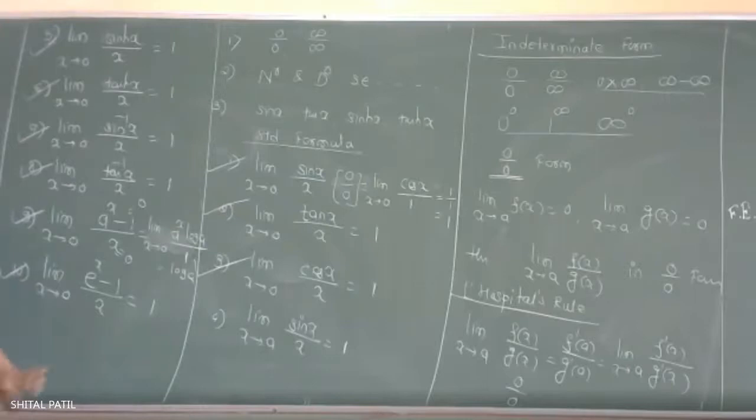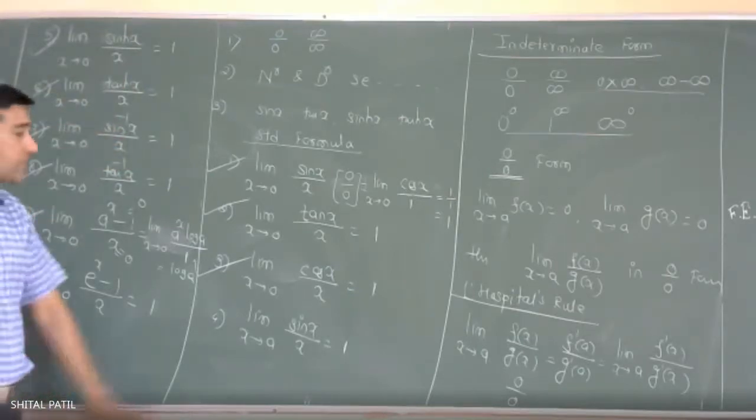Clear? All the formulas can be verified by L'Hospital's rule. Why? Since when we substitute the limit in these formulas, we are getting 0 by 0 form there, or maybe infinity by infinity. I think 0 by 0 form in many of them.